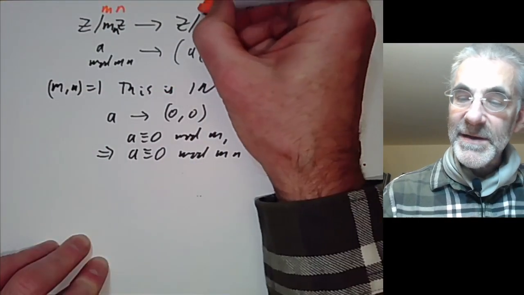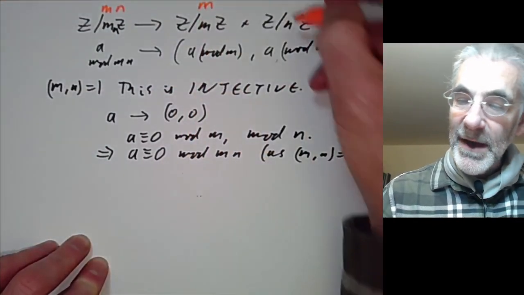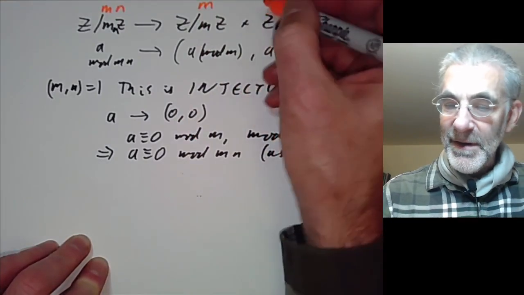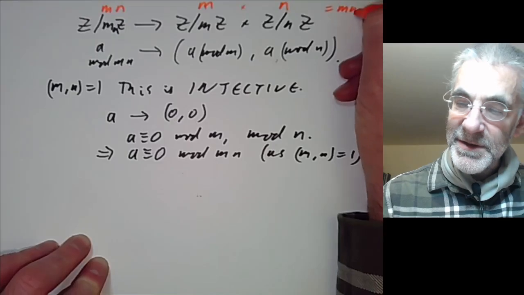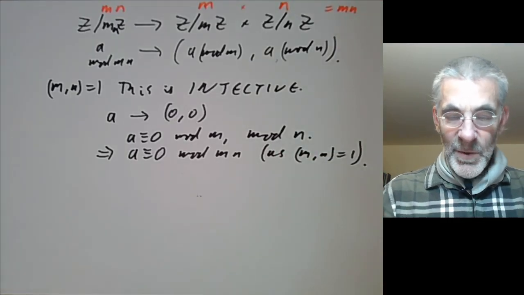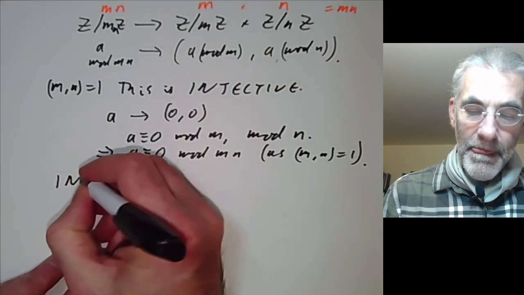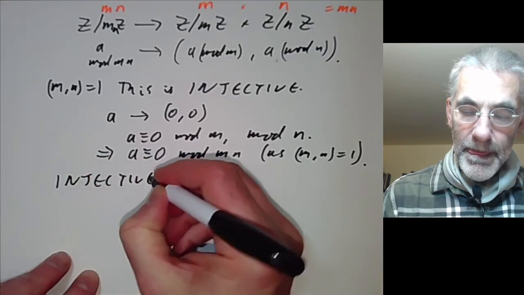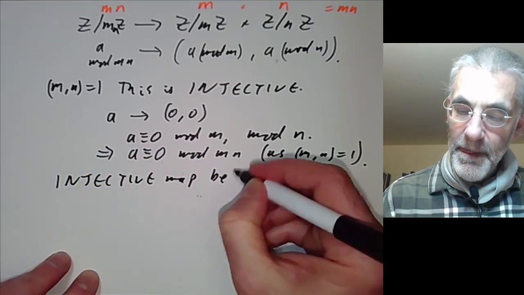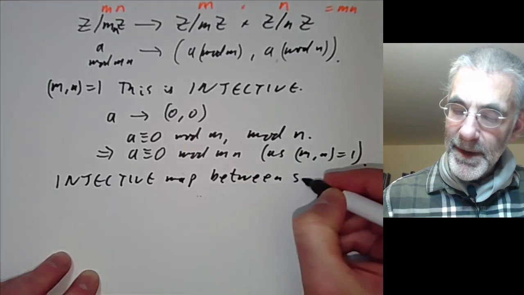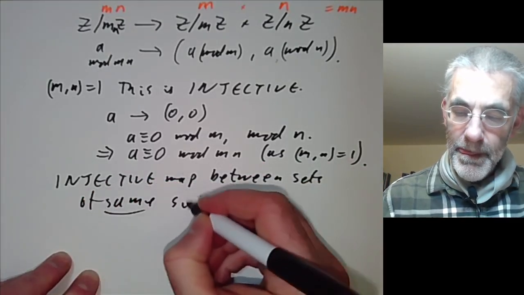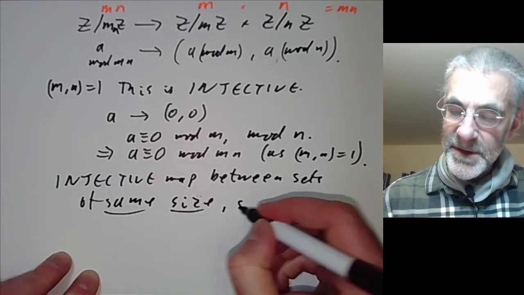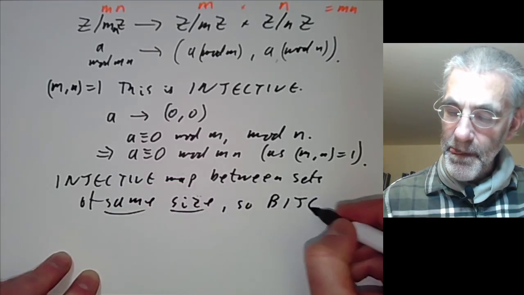On the other hand, if you look at the size of these sets, this set is size mn, and this set is size m, and this set is size n. So this set here is size m times n, which is just mn, of course. So we have an injective map between sets of the same size. So it is a bijection.